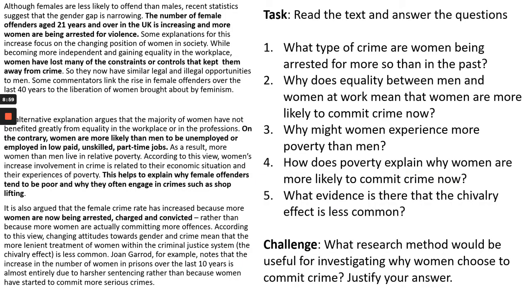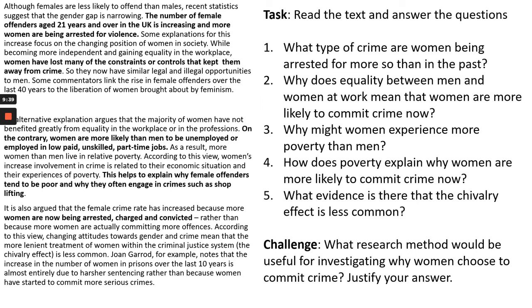Next, read this text on the left-hand side and answer the questions on the right-hand side. So it's all about why is it women are committing more crime overall. So not just knife crime, all kinds of crime. So the first one, what type of crime are women being arrested for more so than in the past? You can see in the first paragraph, it talks about the number of female offenders increasing, mostly for, or more so for violence offences. So that would help you to answer number one. So go through, I have bolded some of the key parts, so that should help you to answer all of those questions.